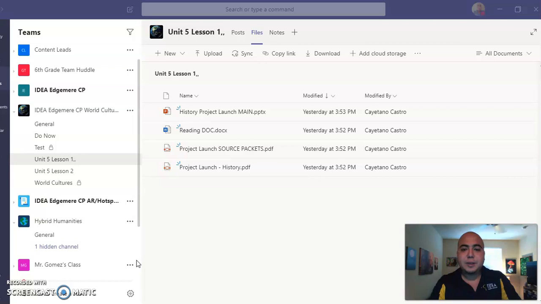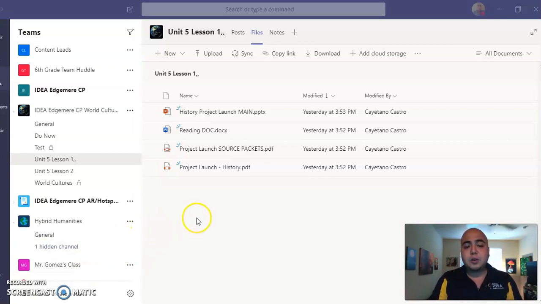This is going to be our first lesson virtually. We're going to be starting a new unit, Unit 5. Unit 5 is going to be focusing on two things, and keep this in mind for the rest of this unit. It's going to be about history and Africa. So you're going to see how those two things go hand in hand for this unit.